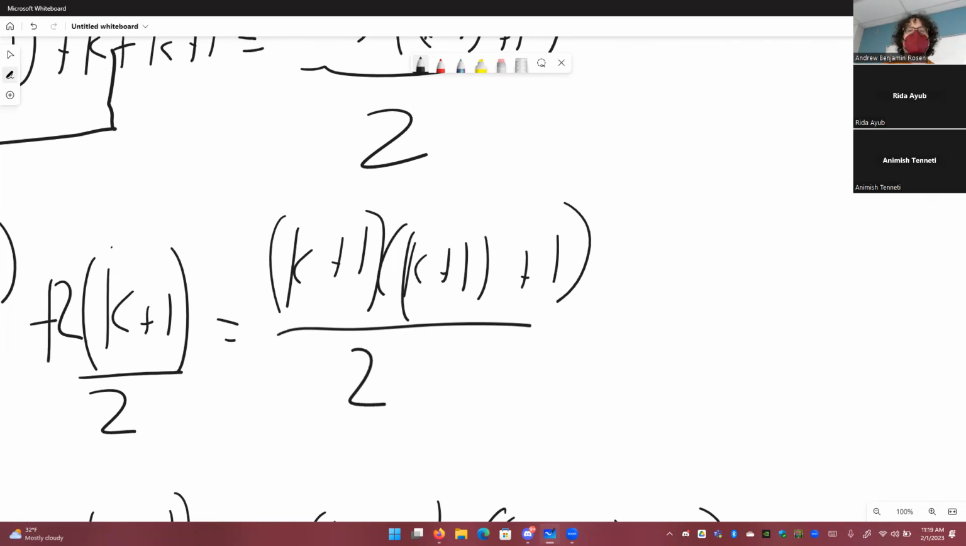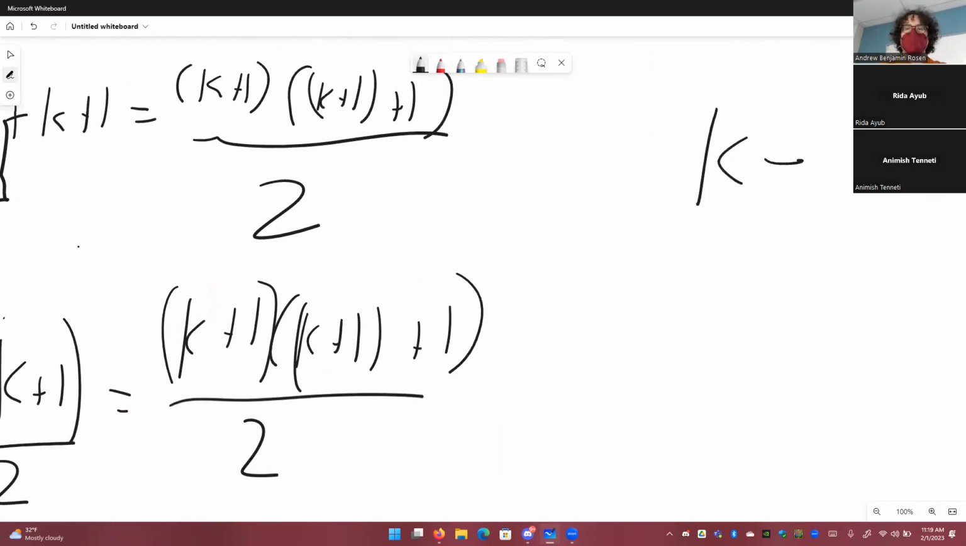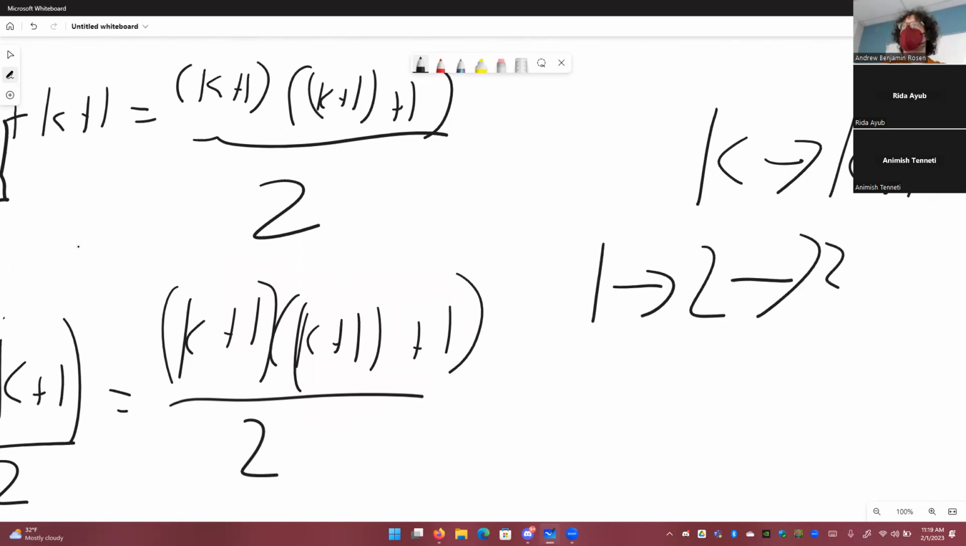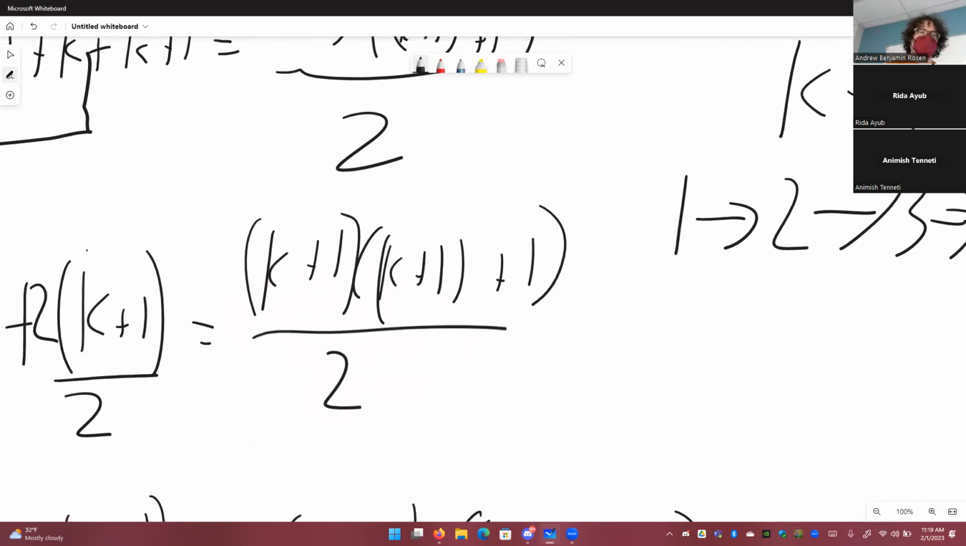And so now that we proved that if it works for k, then it works for k plus 1, that means since it worked for 1, it's got to work for 2. And if it worked for 2, it's got to work for 3. If it worked for 3, it's got to work for 4, all the way up to infinity, whatever it needs to be. So this equation holds.